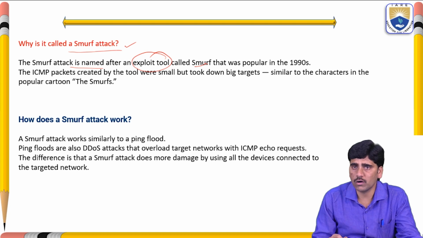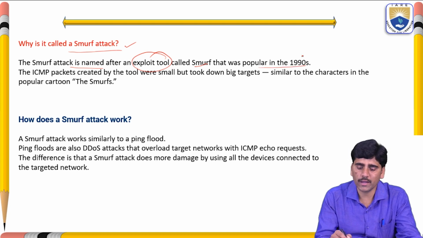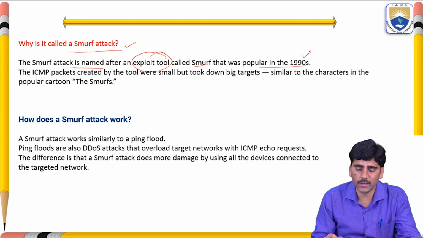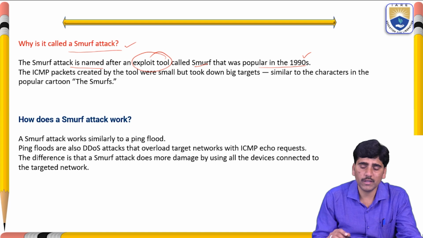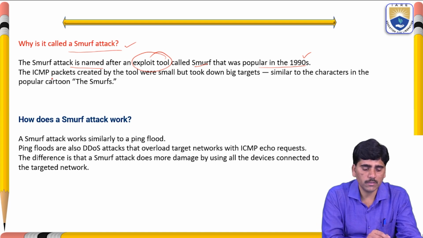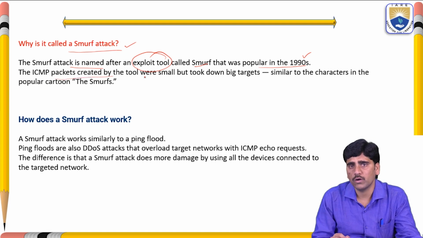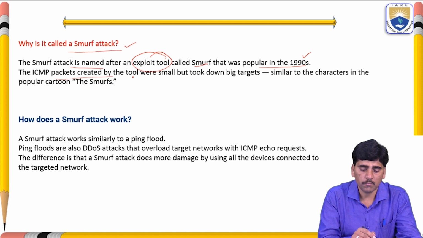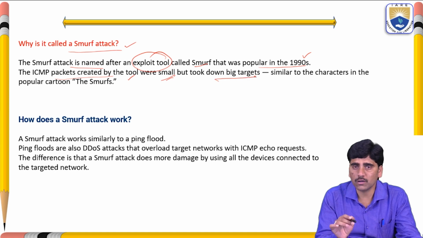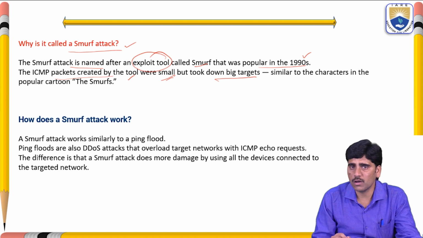An exploit tool called Smurf was popular in the 1990s. The ICMP packets created by this tool were very small but took down big targets. With a small number of packets, it creates a large amount of threat.